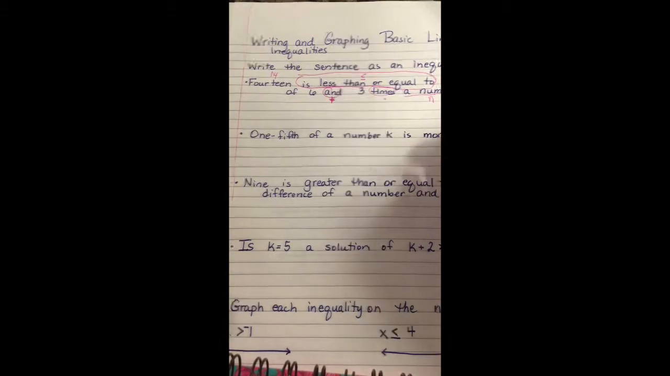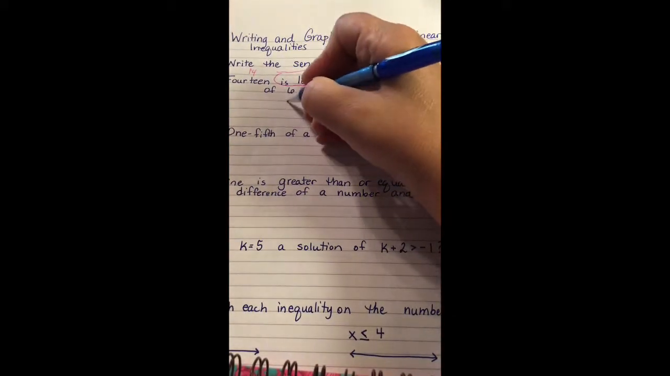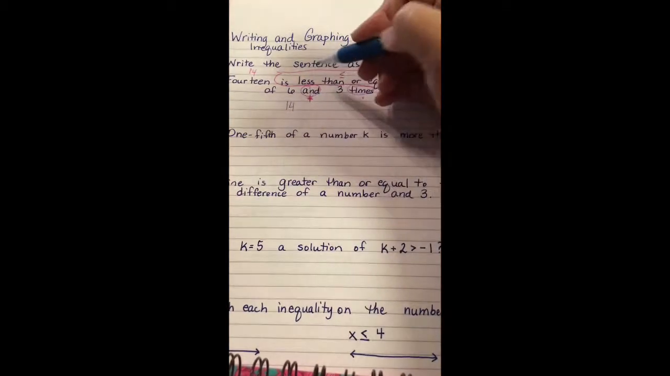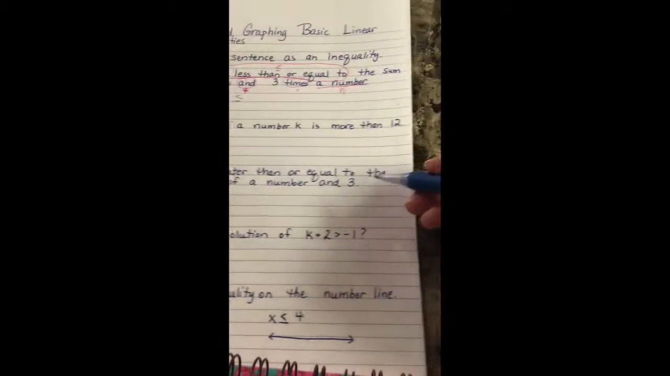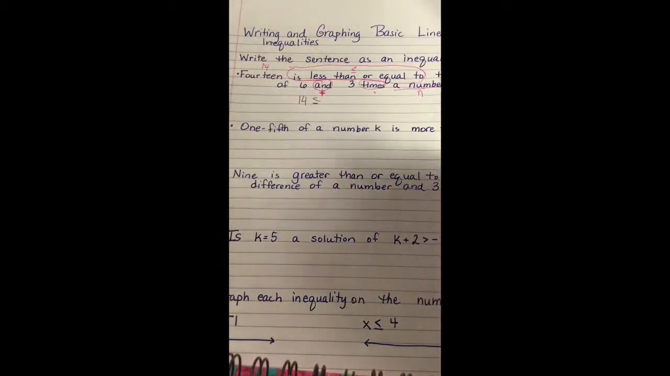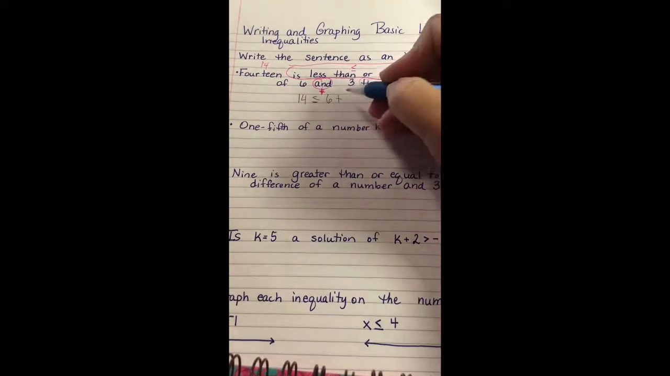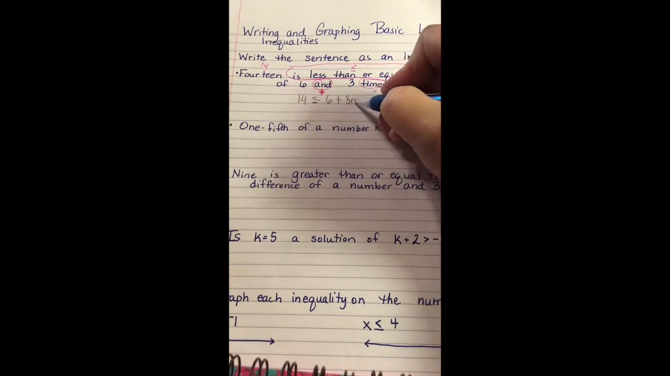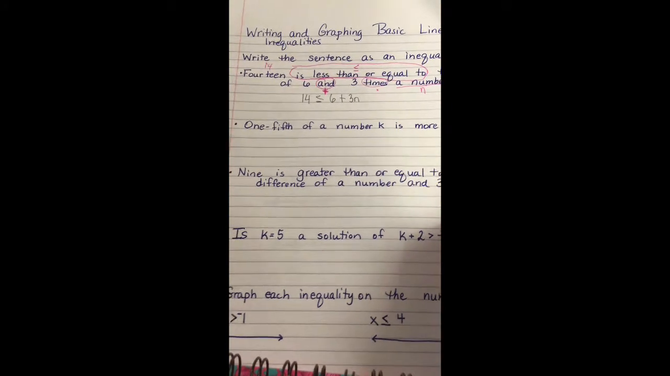So let's see if we can write this out as an inequality. 14 is less than or equal to the sum of 6 and 3 times the number. That's the best way to write that sentence as an inequality. Let's look at the next one.